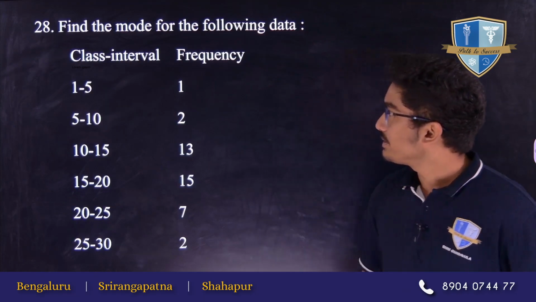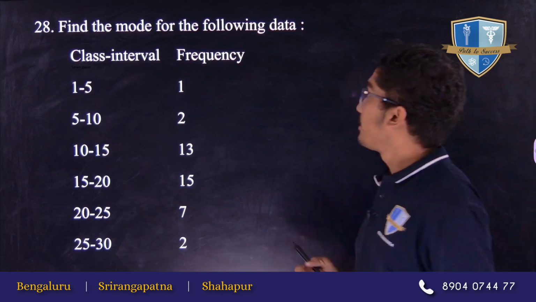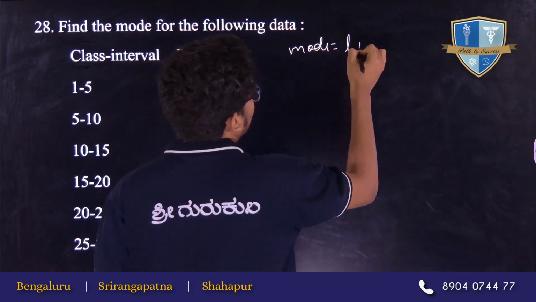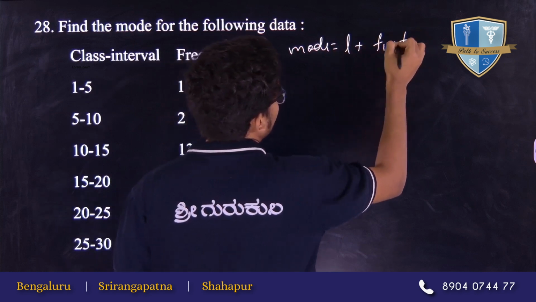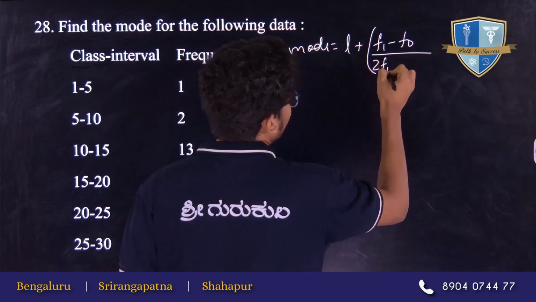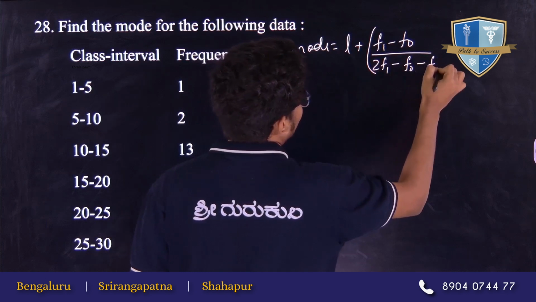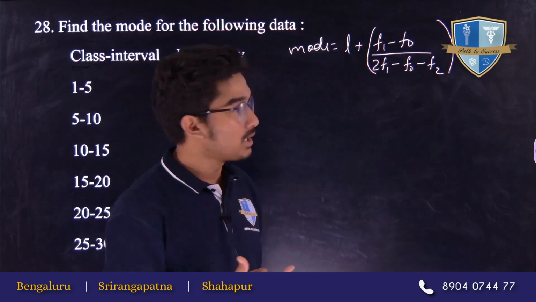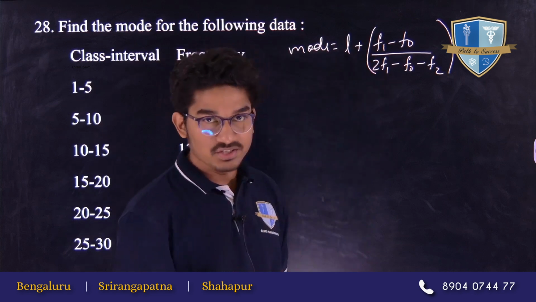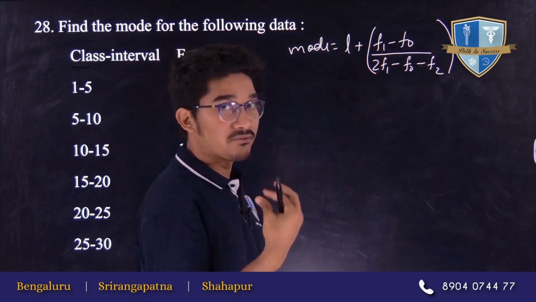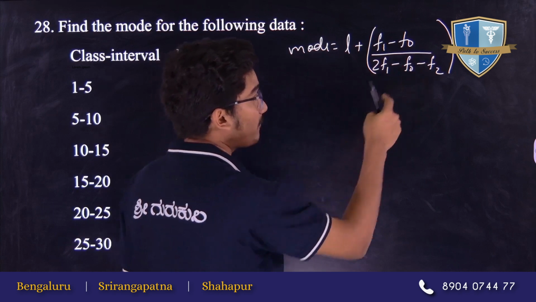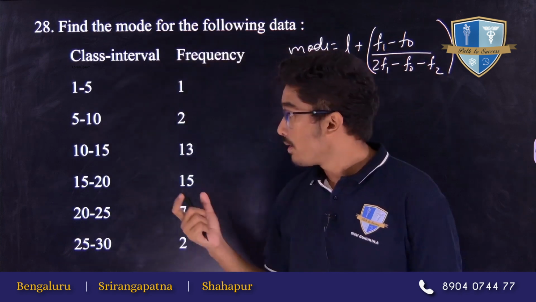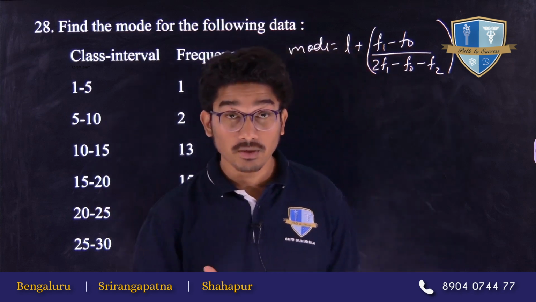So our next question is, find the mode of the following data. So the formula for mode is L plus (F1 minus F0) divided by (2 times F1 minus F0 minus F2), times H, where L is the lower limit of the modal class, F1 is the frequency of the modal class, F0 is the frequency of the preceding class, F2 is the frequency of the succeeding class, and H is the size of the modal interval, like the interval of the modal class.